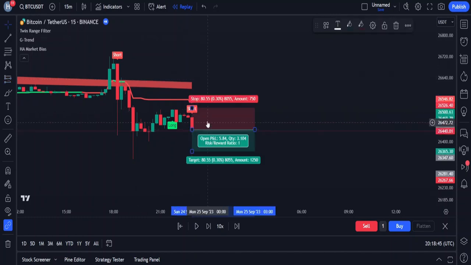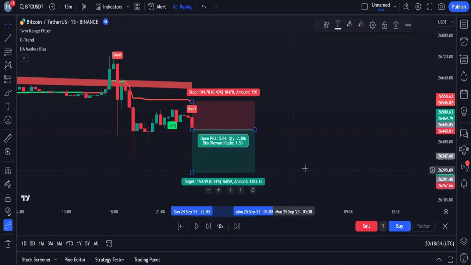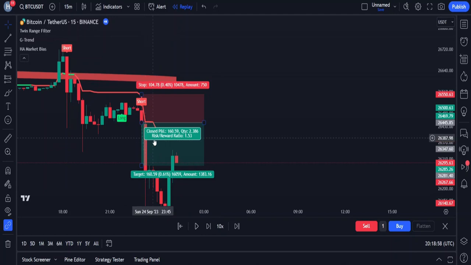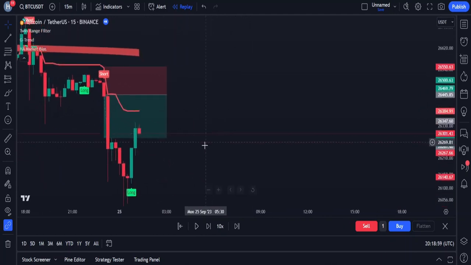So I will open a sell position here. We will use the G-Trend indicator line as our stop loss level, which will be right here. And the take profit ratio will be the same as in the buy trade. As you can see, this strategy is incredible and you can gain good profits using this strategy in your trading. Let's take a quick look at one more sell trade example.